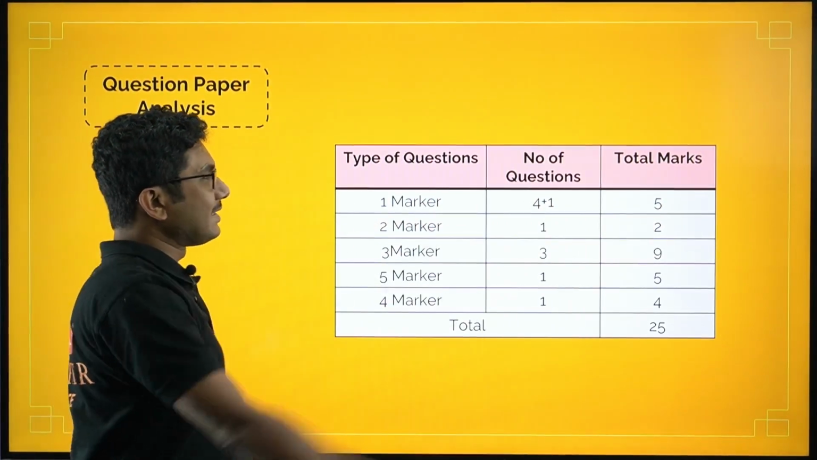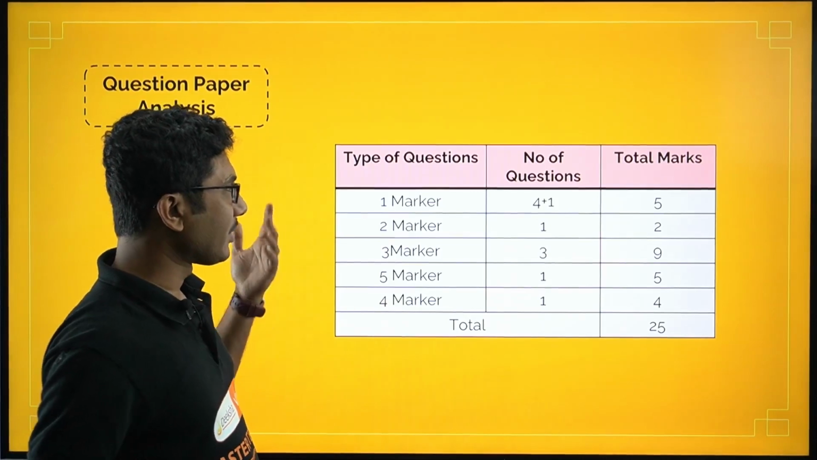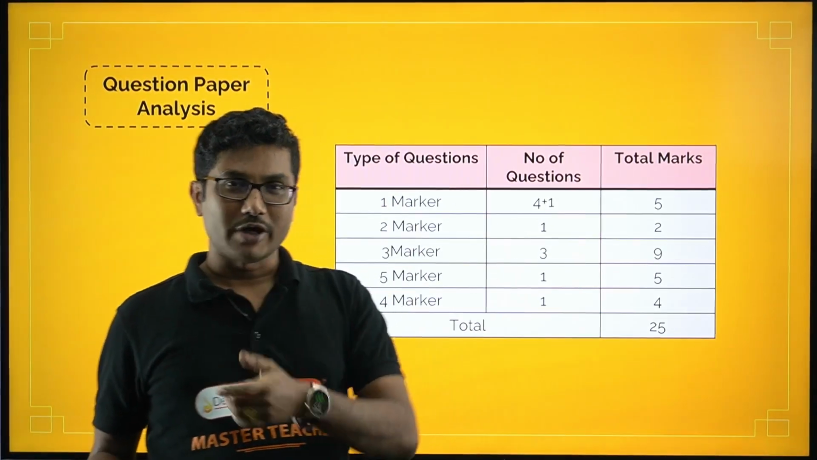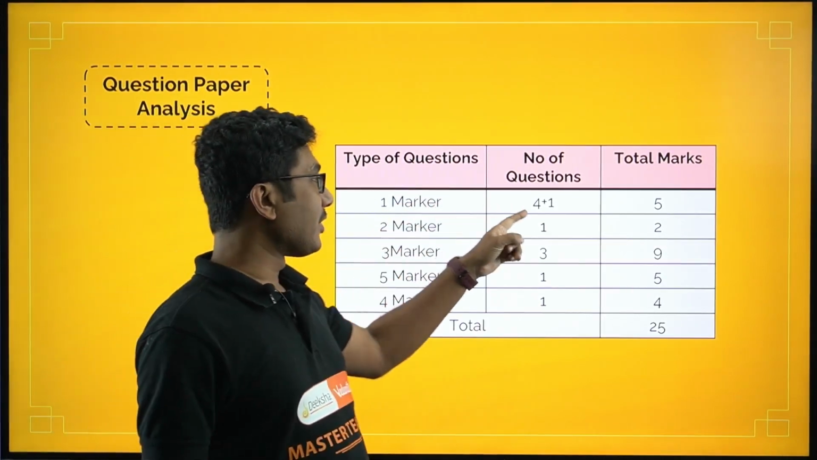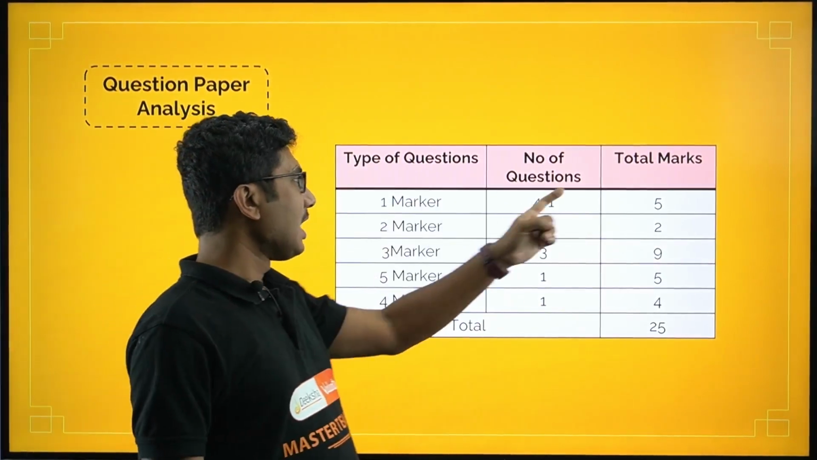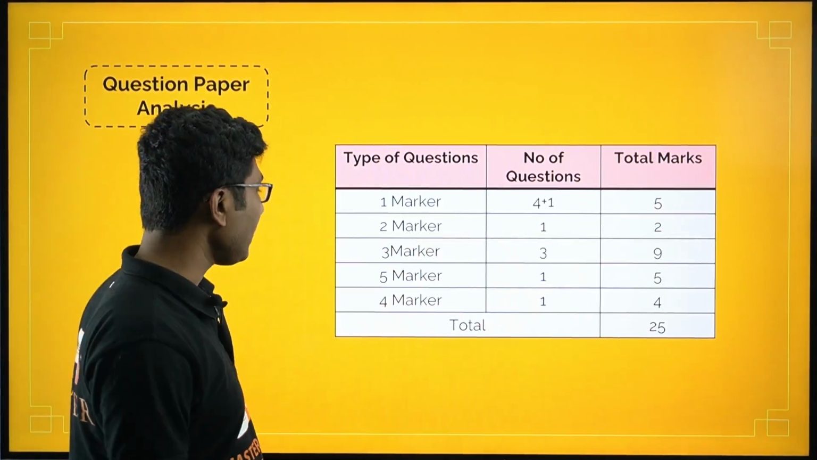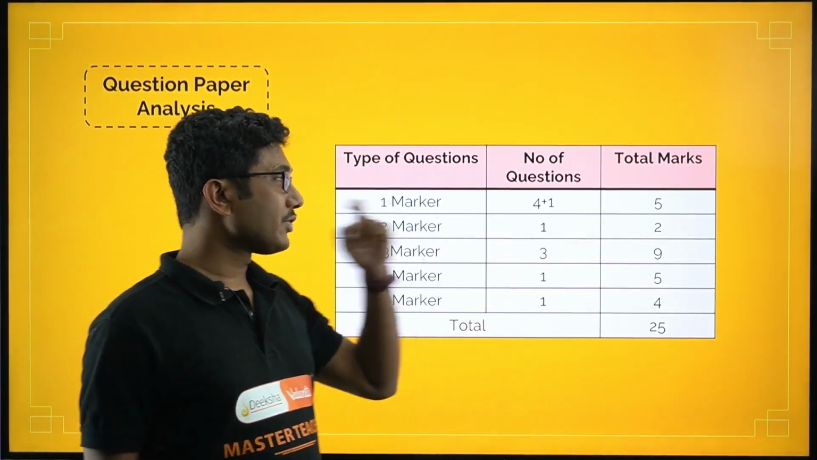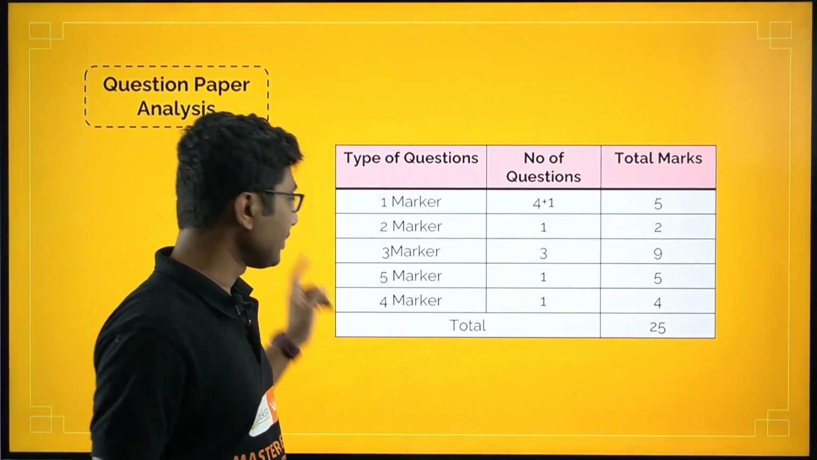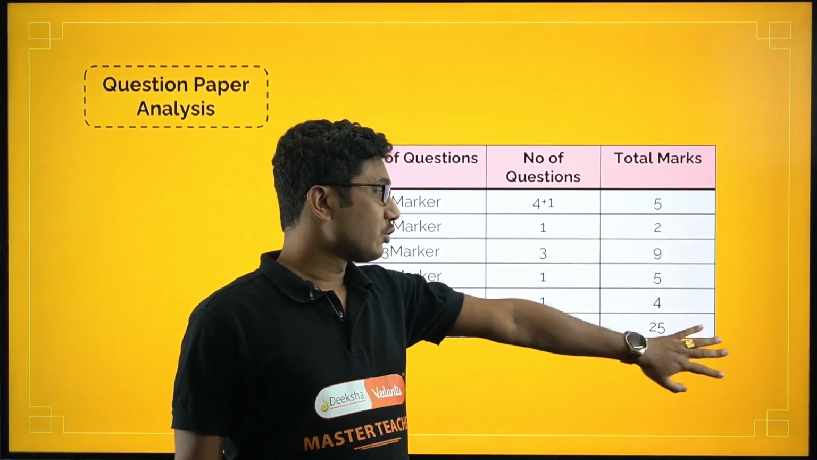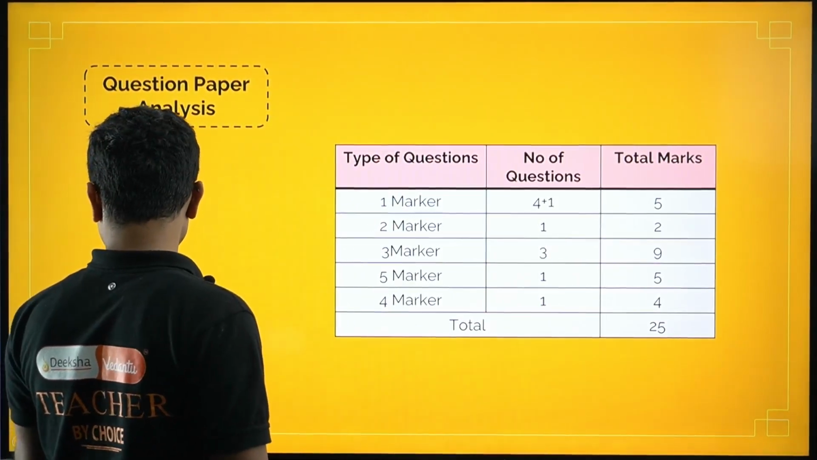Now let's see the paper analysis. It is a slightly older version of the question paper, where we used to get 20 MCQs and 5 assertion and reason questions. So in this paper we have 4 MCQs from physics and 1 assertion and reason from physics, so a total of 5 1-marker questions. Then we have 1 2-marker question, 3 3-marker questions, 1 5-marker question, and 1 4-marker question as usual. So the total marks for physics are as usual 25. Now let's see the questions.